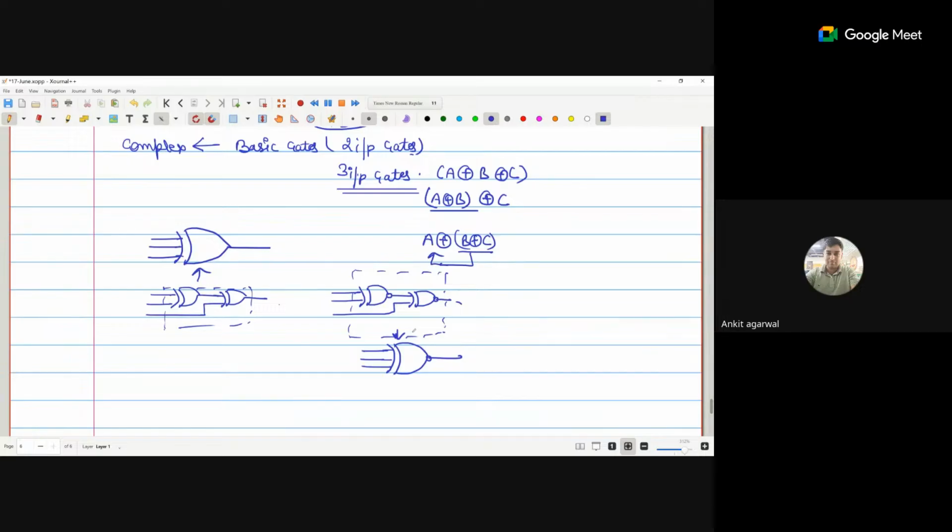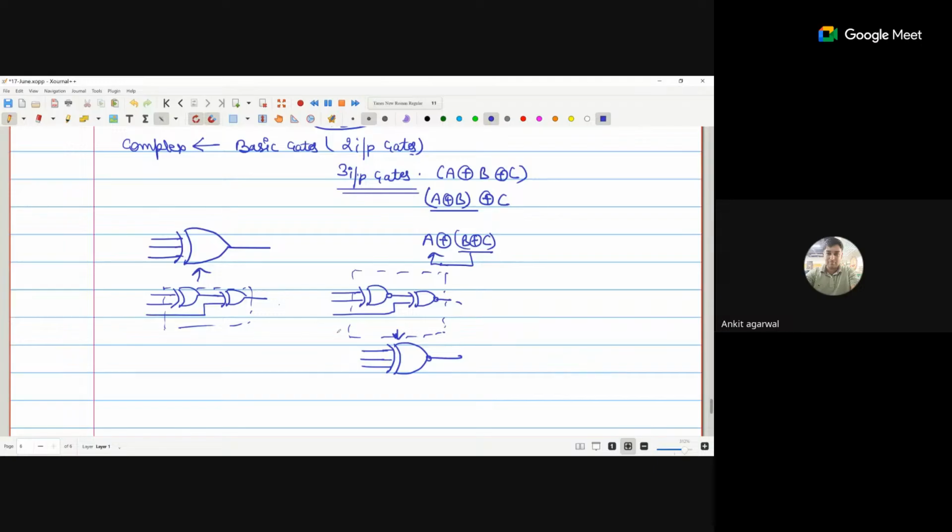So with the combination of basic gates we can design the complex gate. But the problem with the complex gate is that it is generally available with two inputs. If it is available with three inputs, what it means is that we apply the operation on the first two inputs, and use that output as the input of the second gate with another input, and finally we get the output.